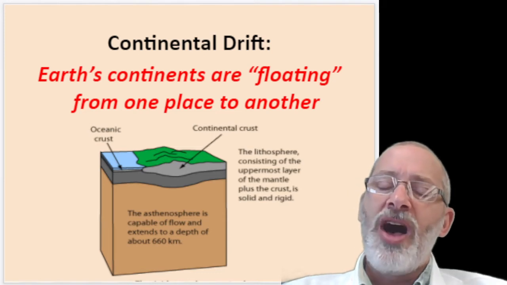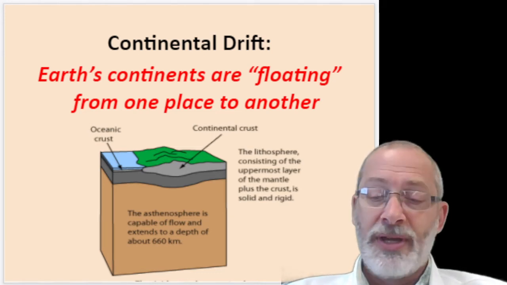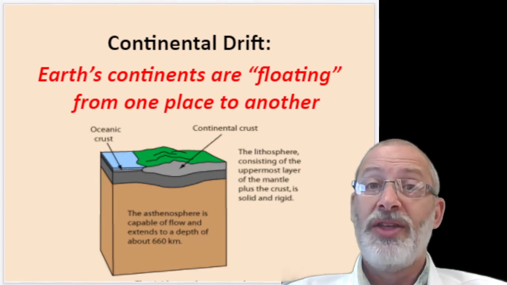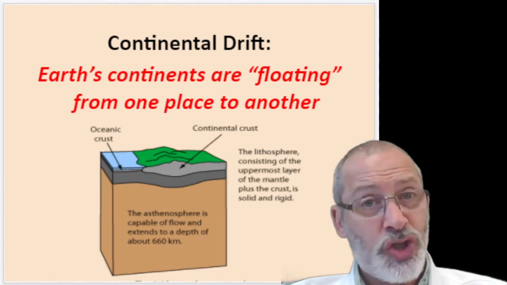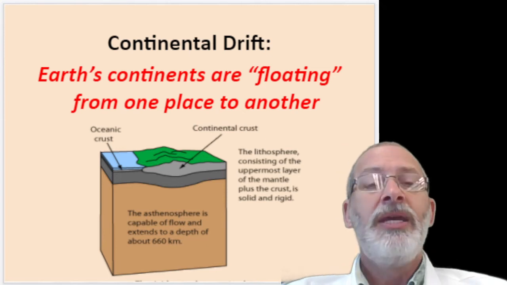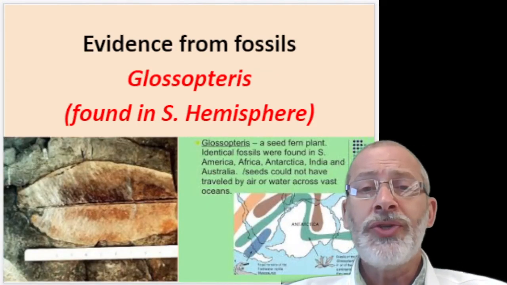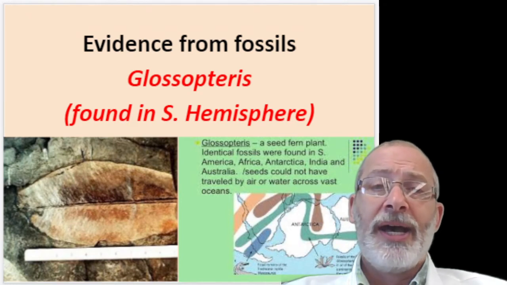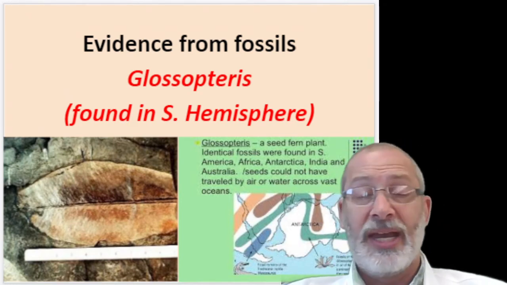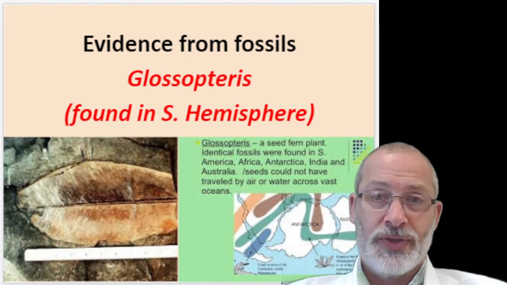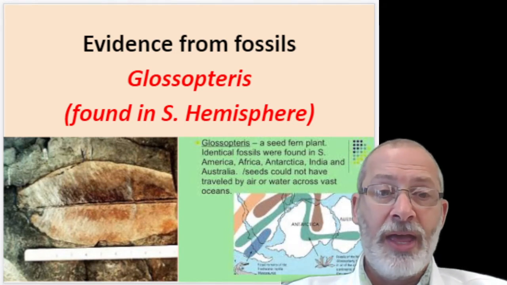But Alfred Wegener came up with some different sources of evidence to support his theory of continental drift, which slowly gained momentum and gained support. And so here are some of the forms of evidence that he used. The first form of evidence is from fossils found in the southern hemisphere.